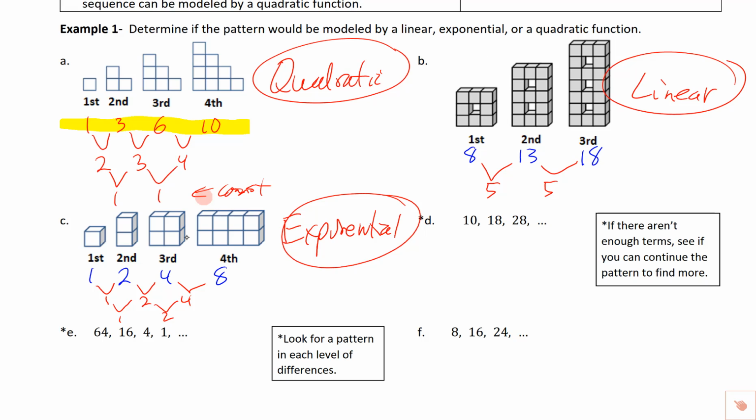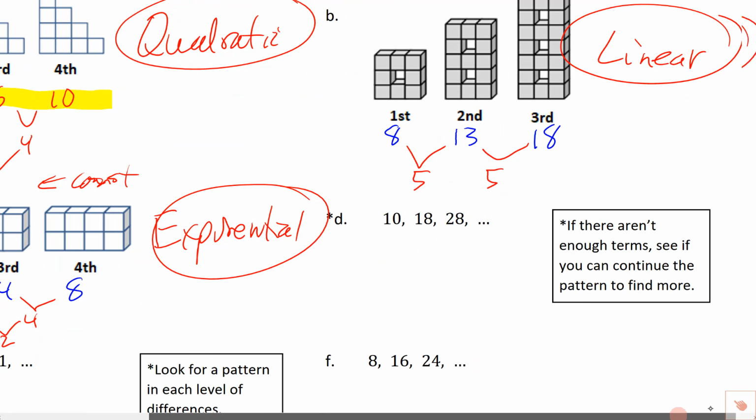So somewhere we've got pictures. Now we've just got lists of numbers. So this is nice that they provided them for us. So I'm going to zoom in just a tad on this. And it says there's a star by this. If there aren't enough terms, see if you can continue the pattern to find some more. So let's just see what happens if we find the differences here. So 18 minus 10 is 8. 28 minus 18 would be 10.